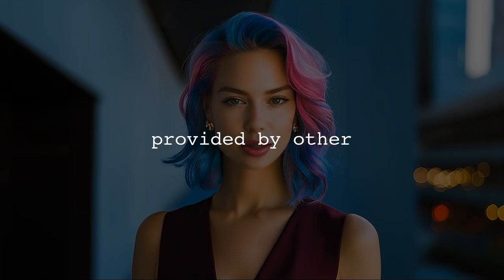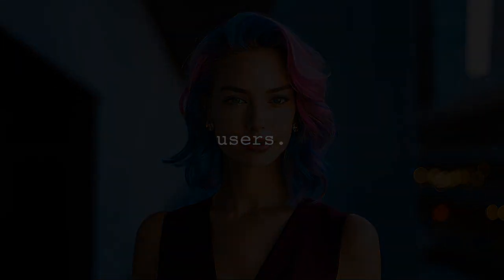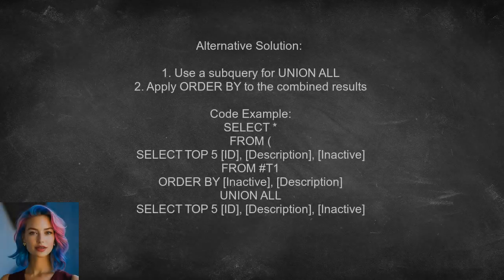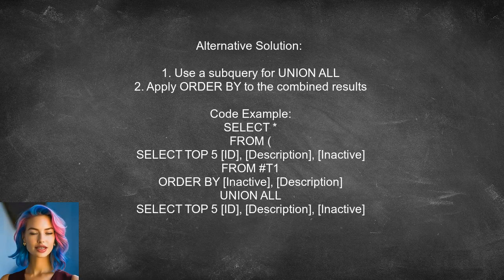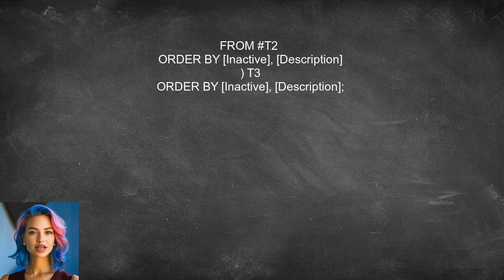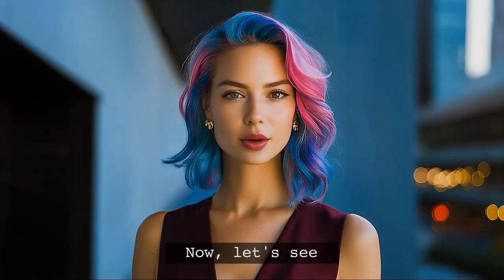Now, let's look at the answers provided by other users. An alternative approach suggested by another user is to encapsulate the union all statement within a subquery. This method allows you to first combine the results from both tables and then apply the order by clause to the entire result set. Now, let's see a response from a different user.